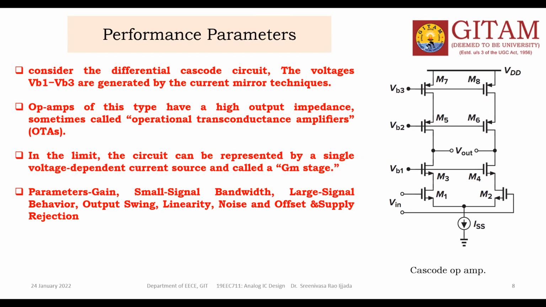Because of this cascode structure, cascode structures have higher output impedance. That is one thing. This type of amplifier is called an OTA, operational transconductance amplifier, because of the high output impedance. One more thing: when we draw the small signal equivalent circuit, all the M3 to M8 transistors can be replaced by a single voltage dependent current source with the GM value.